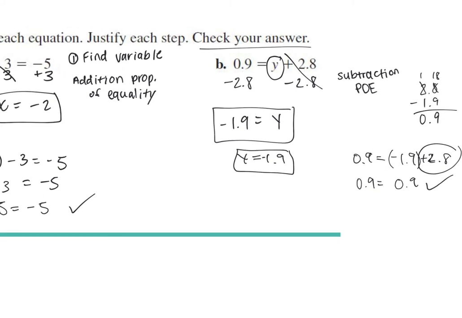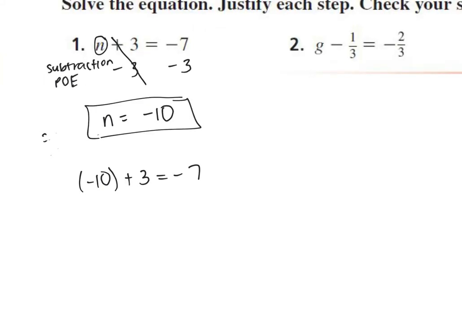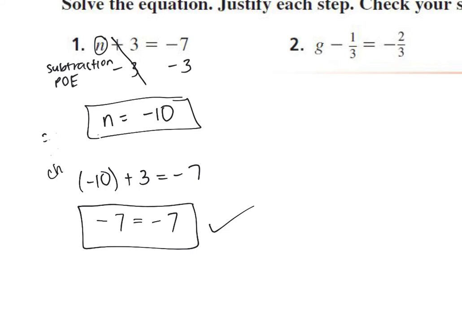So that means we've checked our work. Okay, I've got 2 examples on the next slide for you guys to try. But first, does that match up? Brooke? Yes. Because negative 10 plus 3 is what? Negative 7 equals negative 7. Beautiful. If you want to label this part of your work, check. That's a good idea.